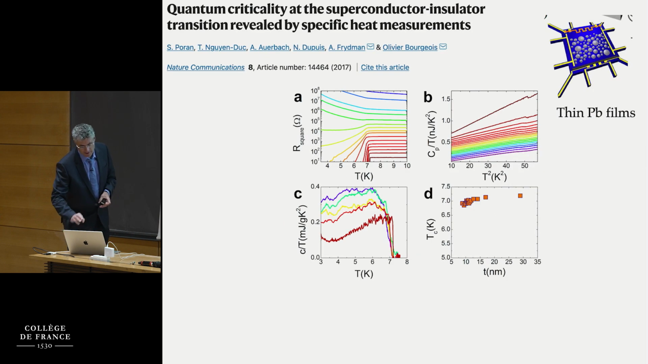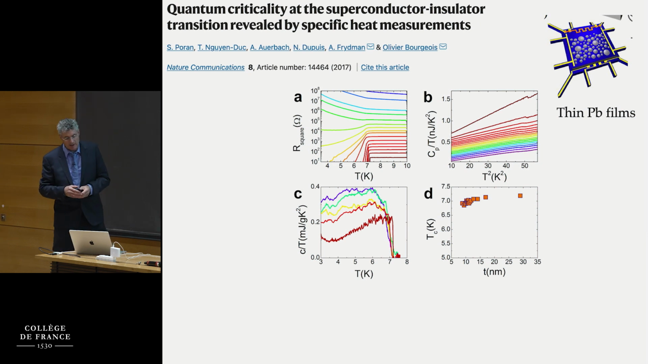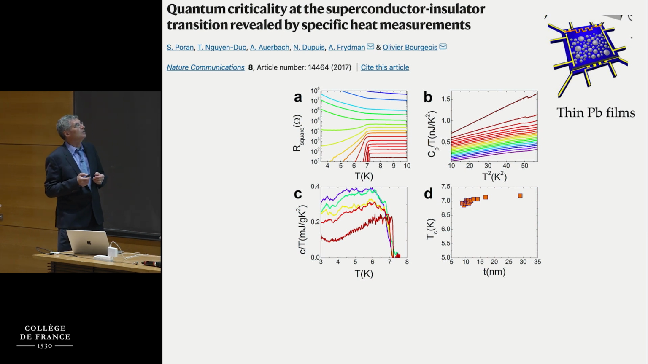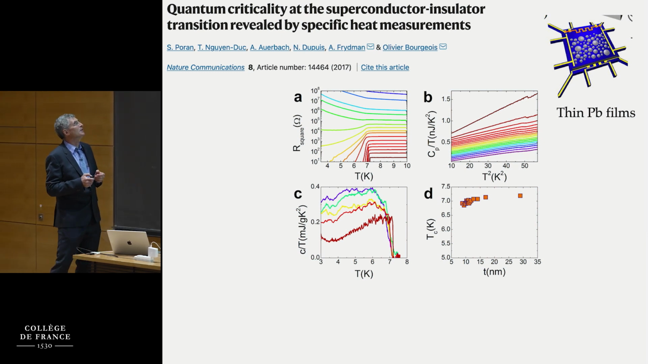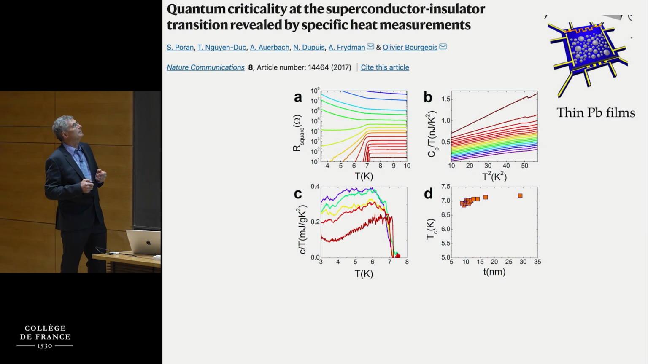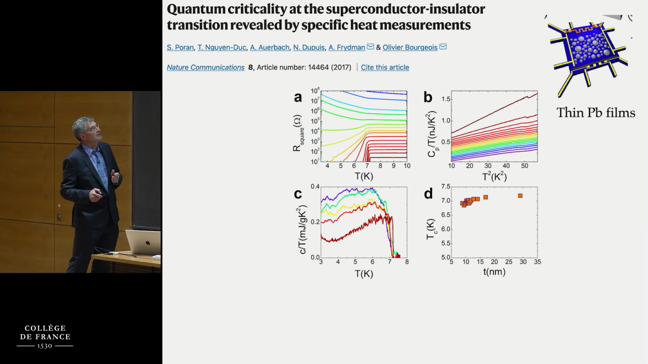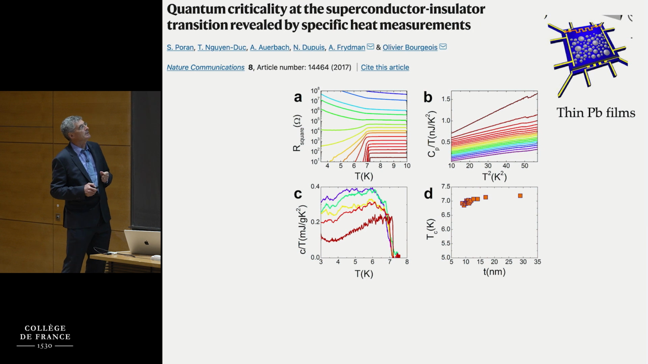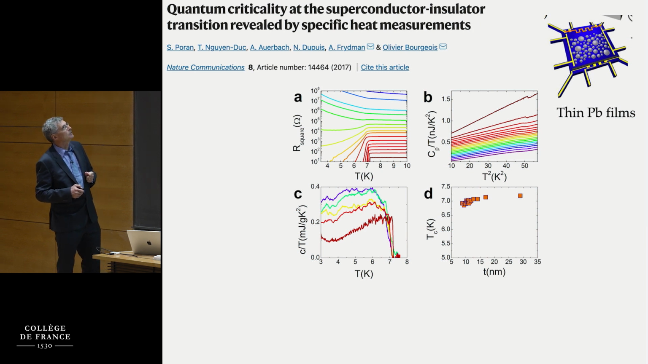Okay, one last example of quantum criticality measured by a bystander, which are the d-paired fermions, was done actually in collaboration with the Bar-Ilan group and the Grenoble group, especially Olivier Bourgeois, who did very sensitive heat capacity measurements on disordered films close to the quantum critical point. And of course, Nicolas Dupuy.